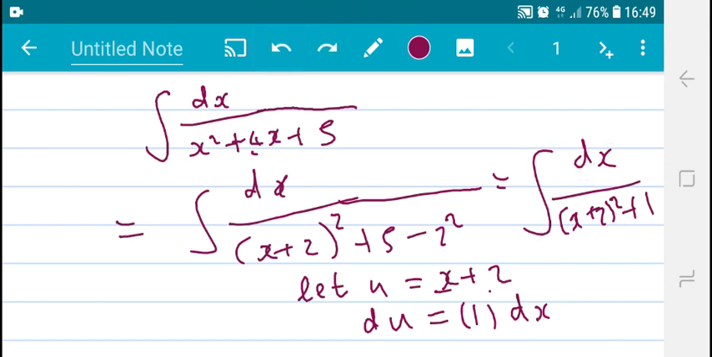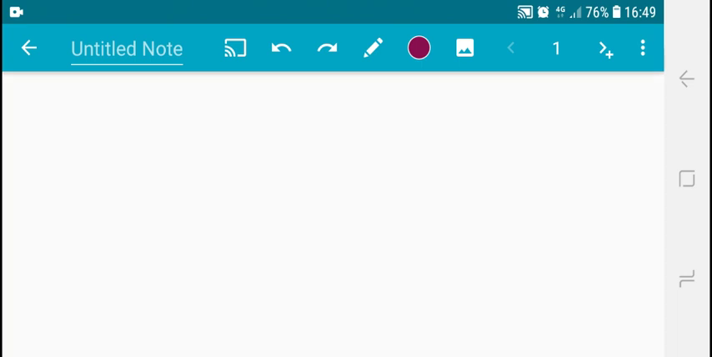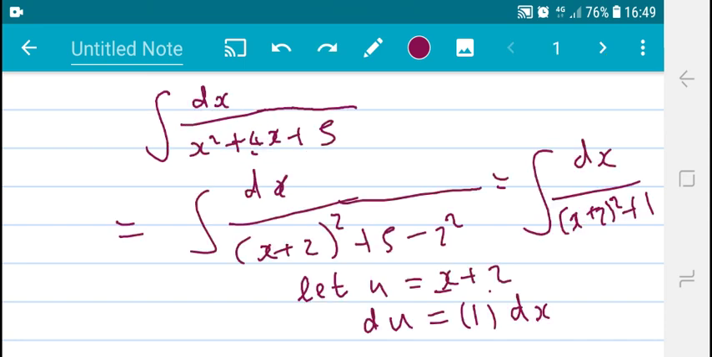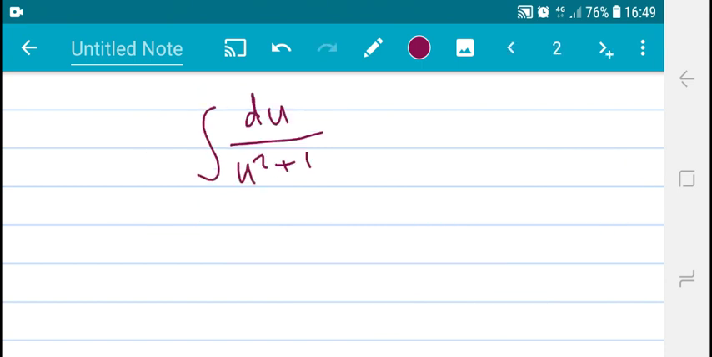And now we just substitute. We just go, well, dx is du, so it's du over u squared plus 1, right? We just substituted. We put u here. And now finally, we know that this looks like a standard integral, which is basically arctan. It's just one of those things you have to memorize.